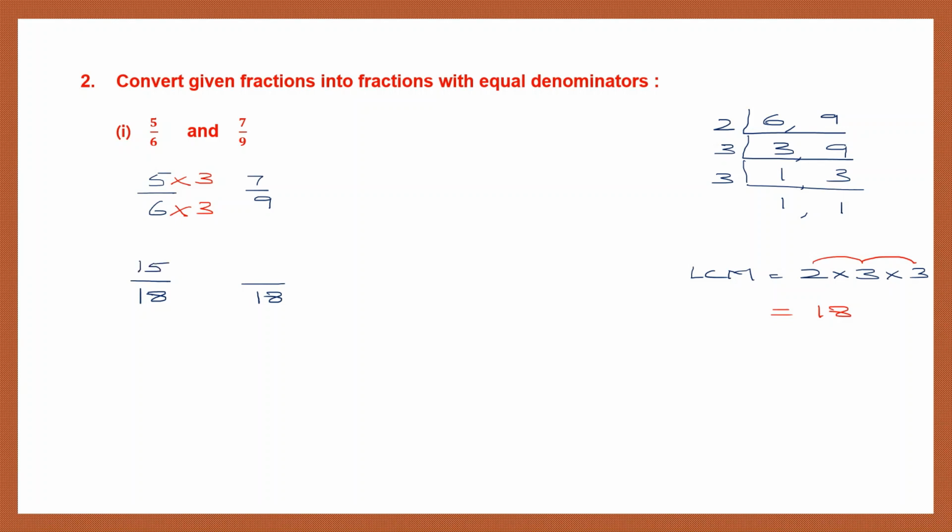The next one, denominator is 9. 9 into 2 is 18. So multiply 7 also into 2. 7 2s are 14. So now as you can see, we have got two fractions, 15 by 18 and 14 by 18, and the denominators are the same. So we have answered the question. We've converted them into fractions with equal denominators.